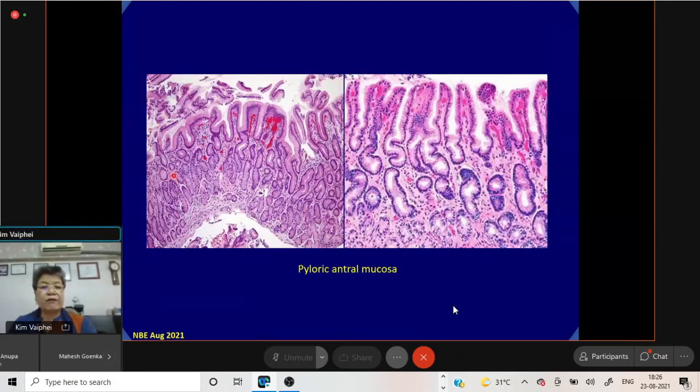And now coming to the antrum. Here one could see that the foveolae are very deep, and these are the antral glands, which are mucus type. In this mucosa, there is a certain amount of inflammation because this is an endoscopic biopsy, so it's not really a normal antral mucosa. This is mildly inflamed antral mucosa.